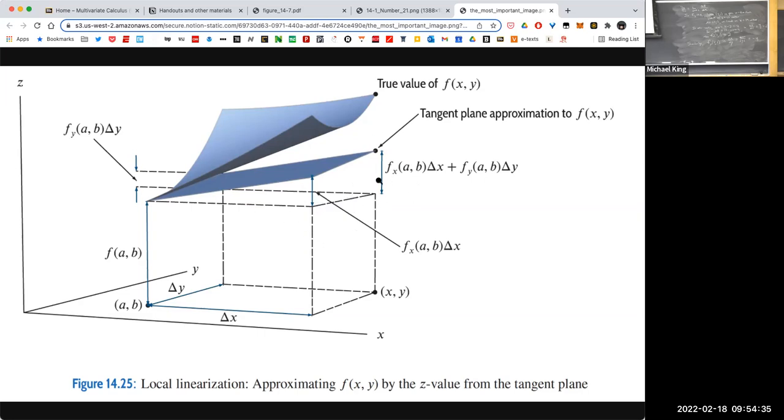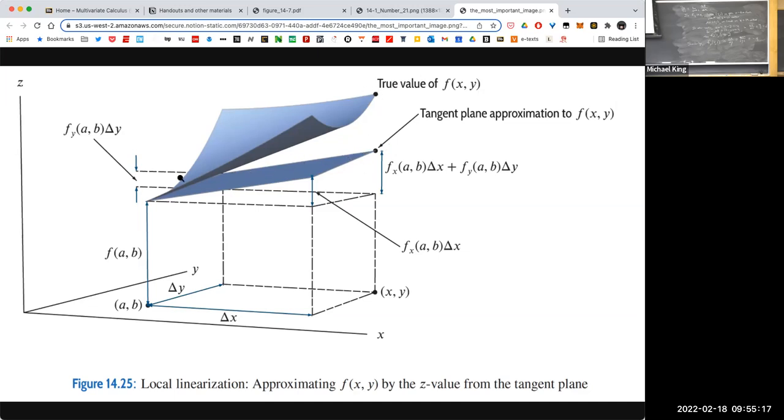There's some stuff here that's important, so maybe I'll just preview it. If you want to estimate the height of a graph, and you know what's going on at this point A comma B, where the height is f of A comma B, and you want to estimate what's going on over here. You've done this in single variable calculus: the graph is curvy, so instead of following the graph, you follow the tangent line and estimate what's going on at that nearby point using the tangent line.